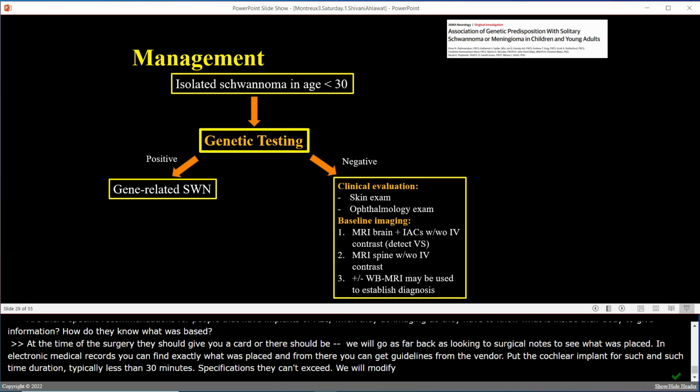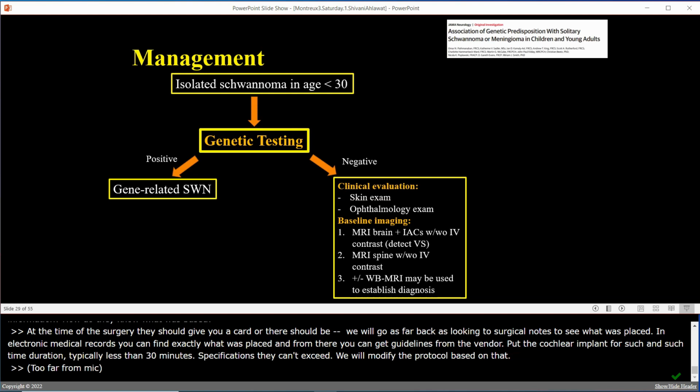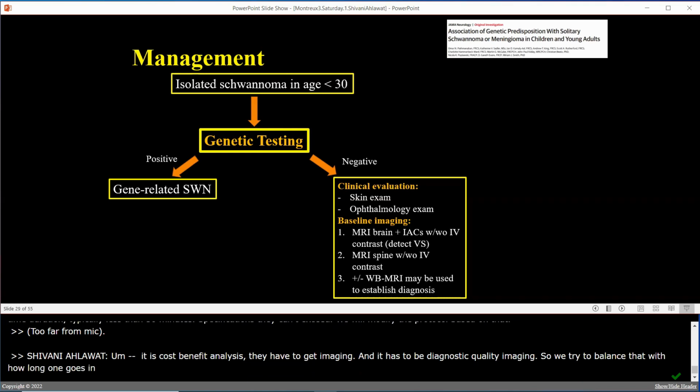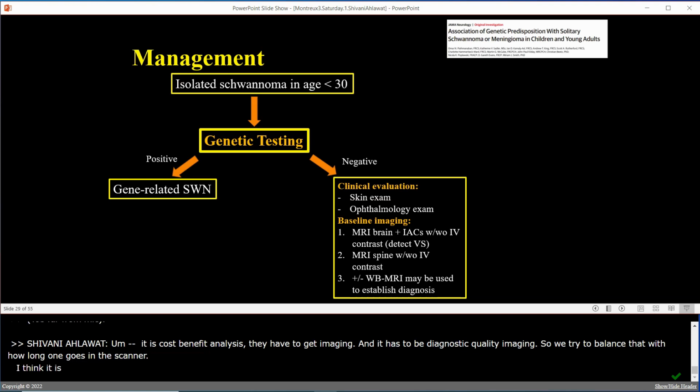Does it ruin the quality of the imaging? It's a cost benefit analysis, right? They have to get imaging, and it has to be diagnostic quality imaging. So we try and balance that with how long one goes in the scanner. I think it's diagnostic quality imaging. That's what you really want to know? Is it good enough? Yeah, it's good enough. Can it be fantastic? Yeah. It's good enough.